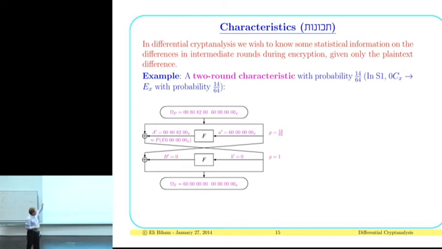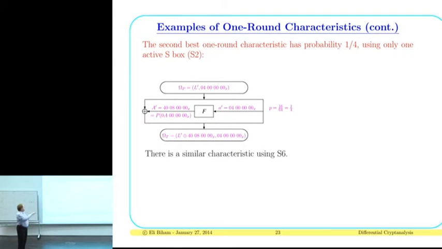Okay, so we've seen this one, this characteristic, it's easy. I'll show you another one. This is the next best characteristic. The probability here is 16 over 64. It's using not S1, but S2. There are two such ones in this.